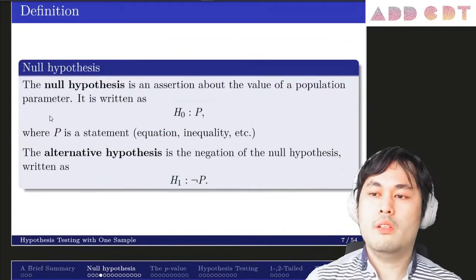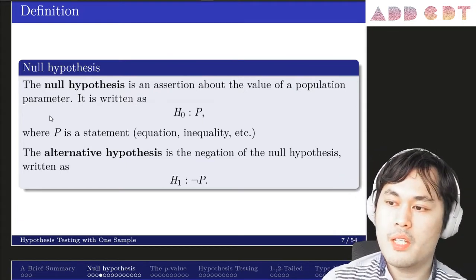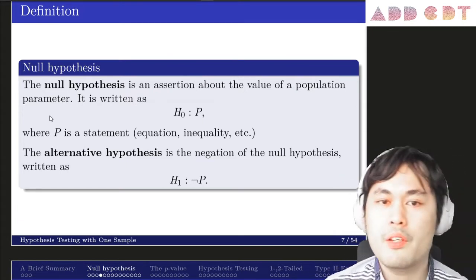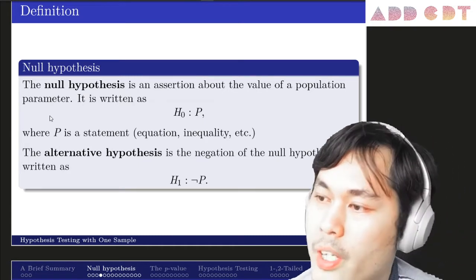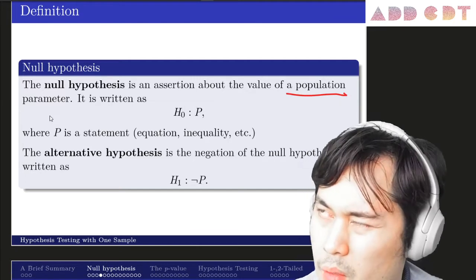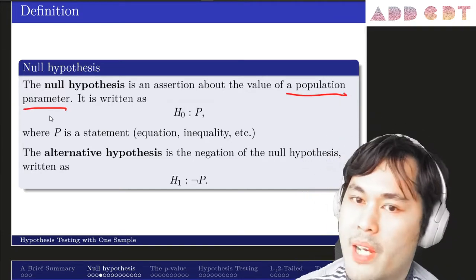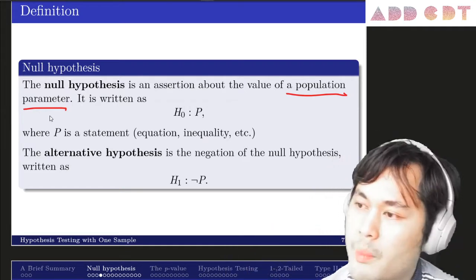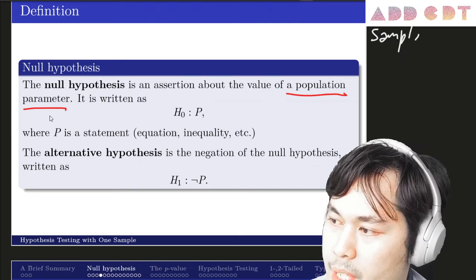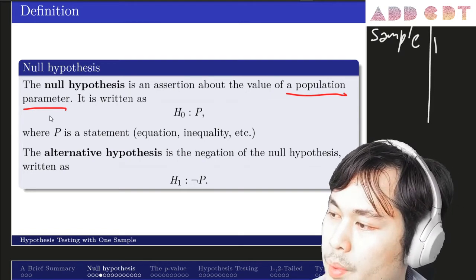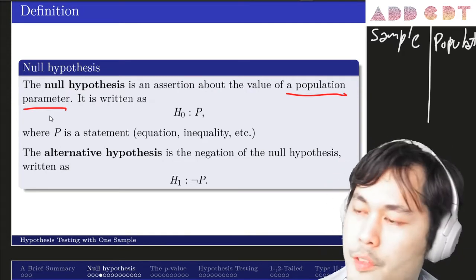So let's go through the definition first. The null hypothesis is an assertion about the value of the population parameter. Recall from two lectures ago, the population parameter. The main theme here is that we have something from a sample, and we have a different thing for the whole population.